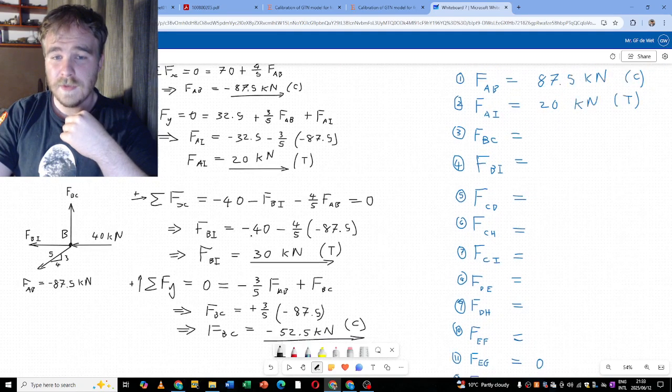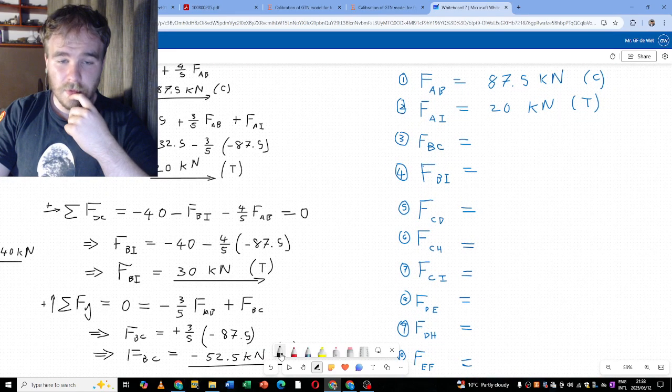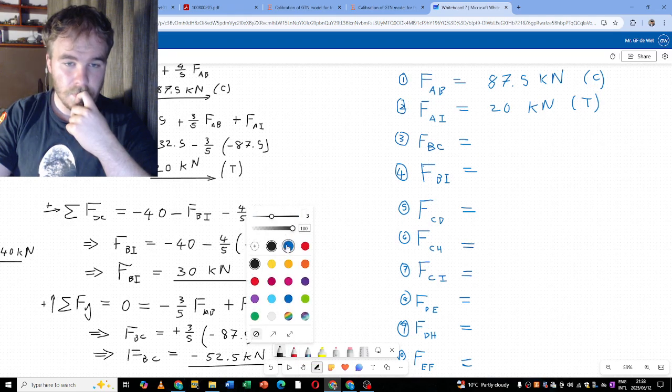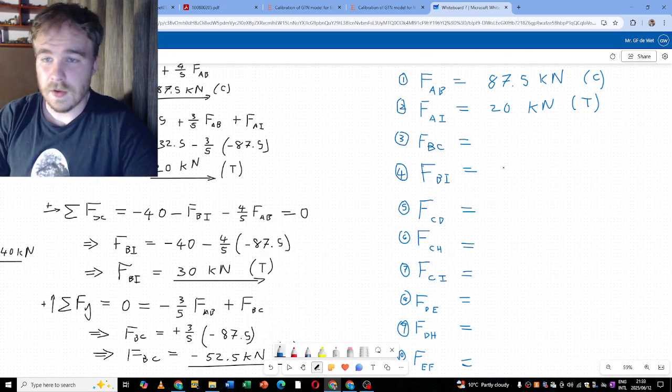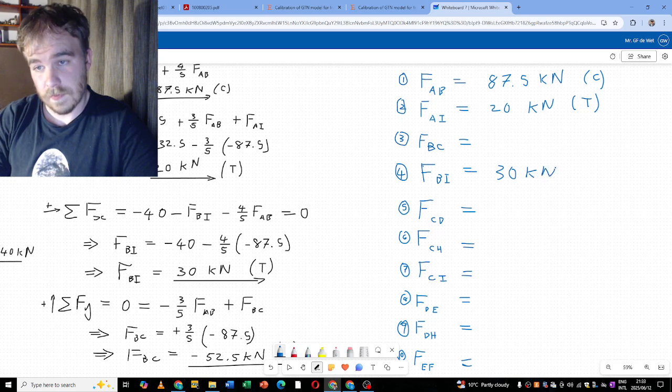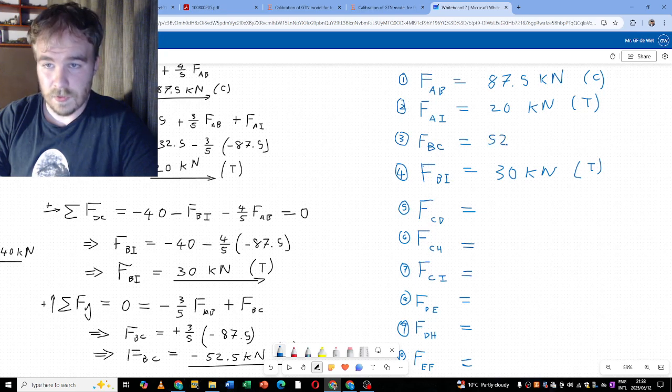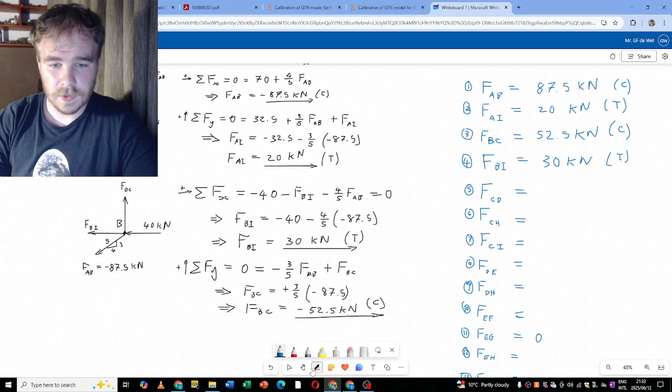Okay, so I trust these values then, and I'm quickly going to write them down. So then we have FBI is 30 kilonewtons in tension. And then we have this one is 52.5 kilonewtons, and this one is compression. Okay, good so far.